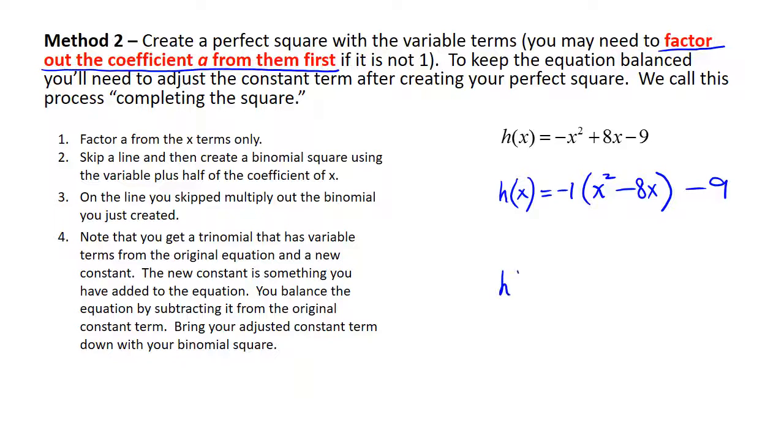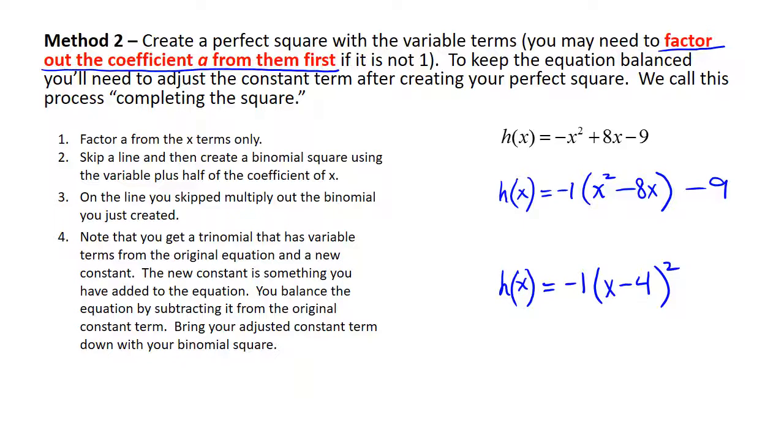Skip some room here and create a perfect square from these two x terms. Now we're doing it from the x terms that were inside of the parentheses where the negative 1 was already factored out. So we're going to keep the negative 1 on the outside. We're going to create that perfect square. When we do that, we keep the x, and then we take half of this coefficient that's in here. So negative 8 is the coefficient. Half of negative 8 is negative 4. So we always half that.